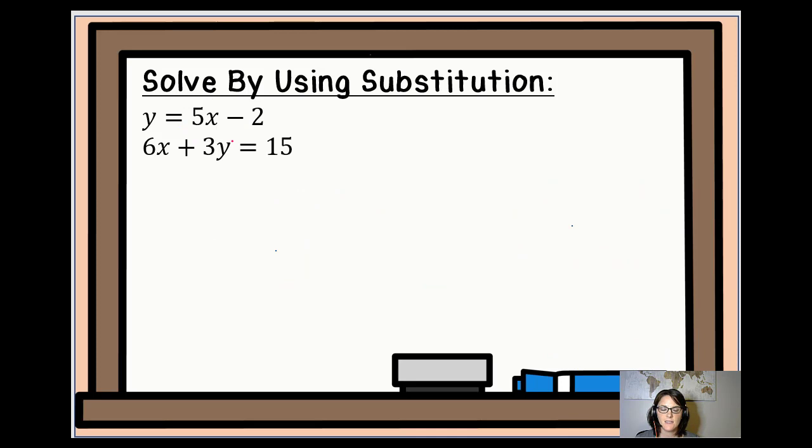Okay, so this is the last example. This one's a little bit different because the second equation is not in y equals mx plus b. However, the first equation is in y equals mx plus b form. So I'm going to approach it very similar to the previous two questions that we looked at. So I'm going to start by labeling 1 and 2. And then I'm going to take my equation 1 that's in y equals, and I'm going to replace the y from the second equation with 5x subtract 2.